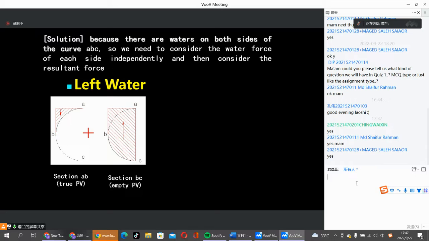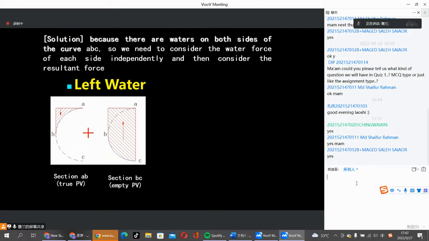For AB, the upper part, here we only calculate the vertical force. So for AB, the vertical force is actually equal to the weight above curve AB to the free surface. Here we use the shadow to indicate the pressure volume of curve AB. It's a true pressure volume, okay? So it's a true pressure volume.